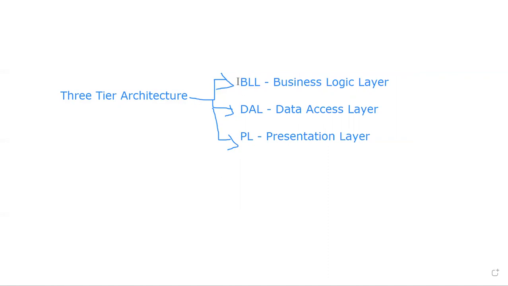So these 3 layers are nothing but the BLL, data access layer, and presentation layer. These 3 layers are nothing but 3 class projects. This BLL is one class project, this DAL is one class project, and this PL is one class project. Let us talk about what each layer consists of. The first one is the presentation layer. The presentation layer will consist of the .aspx files.